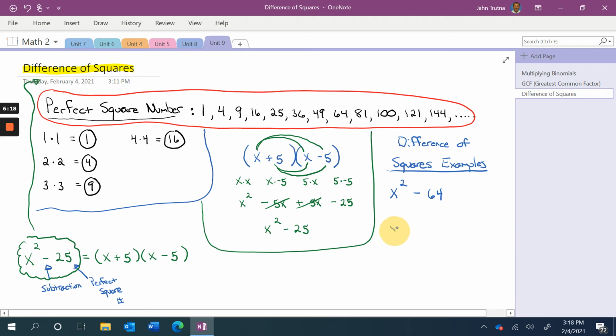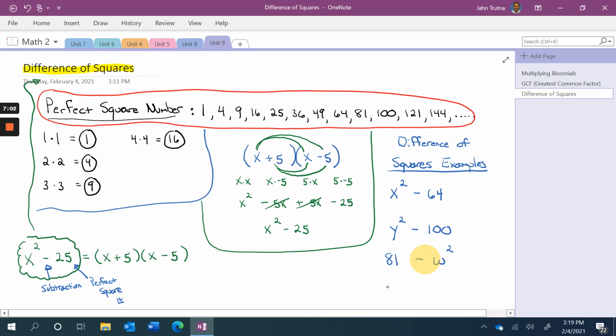Another example would be y to the second power minus 100. That would fall under the category of a difference of squares. 100 is a perfect square number, and then we have the subtraction symbol. I said 3 examples, so let me give you another one. The perfect square number doesn't always have to come at the end. It could come at the beginning. So if I wrote 81 minus w to the second power, that would be considered a difference of squares. Why? Because 81 is a perfect square number, and we have the subtraction symbol.